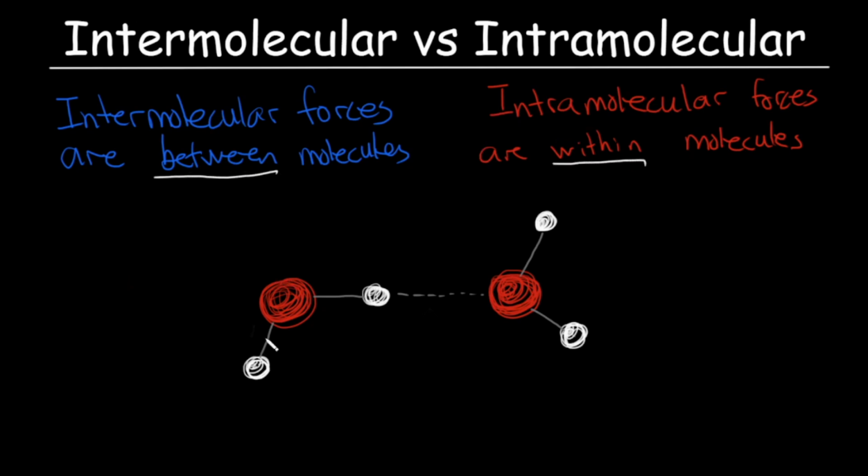So here's an example. We see that there are two water molecules, and there are also two different types of bond indicated by the solid line here and the dotted line here. So which is which? We see that this bond is within a molecule, and since it's within a molecule, it's intramolecular. So we write intramolecular. This bond, however, is between these two molecules, and since it's between, it means that it's intermolecular. So we write intermolecular.